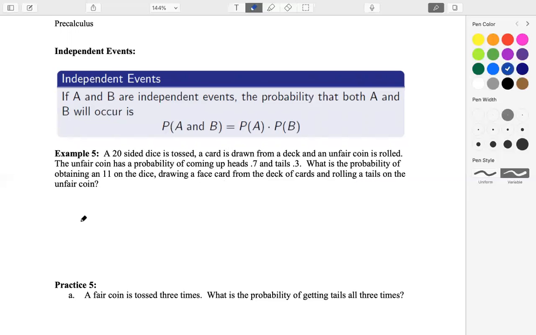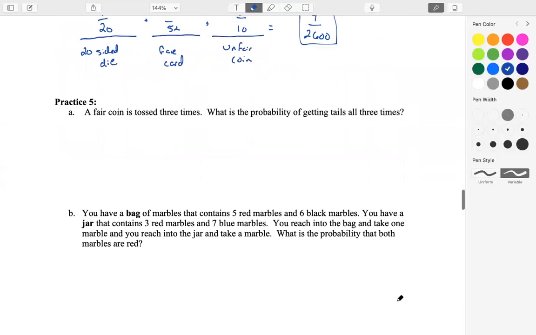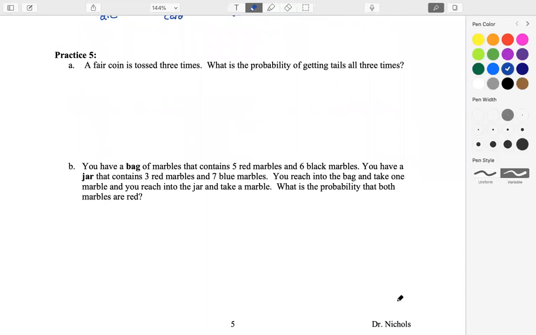Okay. So first step, we have a 20-sided die. The probability of getting 11 on a die, there's 1 11 out of 20. Face card, there are 12 out of 52. Unfair coin, and we want a tail, so 3 out of 10. When I multiply those together, I get 9 out of 2,600, and there is my probability. All right, why don't you guys try practice 5, A and B.